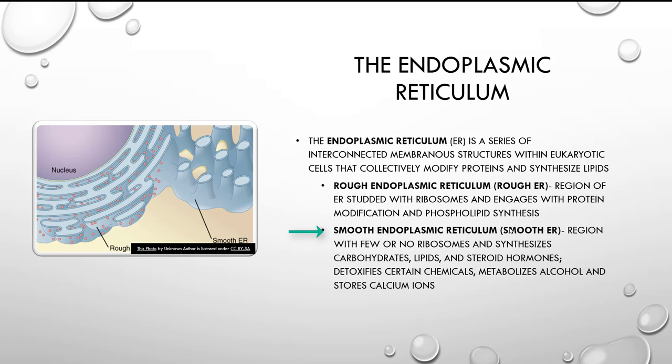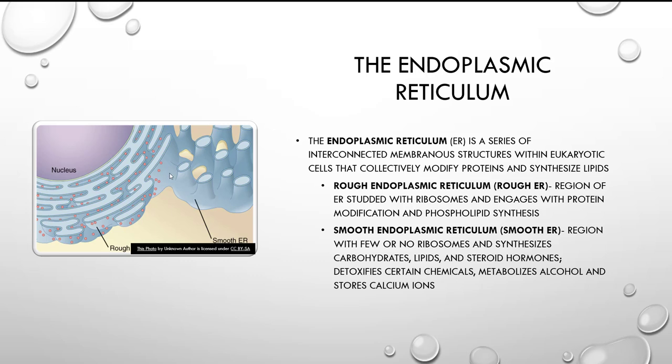Because it's smooth, without those ribosomes, we no longer have proteins being made, but we have other things being synthesized. We have carbohydrates, we have lipids, and we have steroid hormones being synthesized by the smooth ER. Okay. So we have a number of things being manufactured on this factory floor. In this section, we've got the proteins and the phospholipids. Over here, we've got other lipids and carbohydrates being manufactured. Okay, so all that's being made through this complex series of membranes.